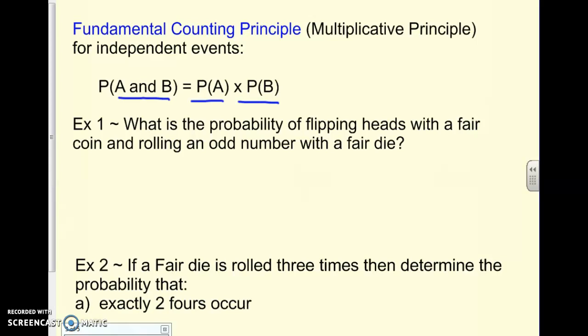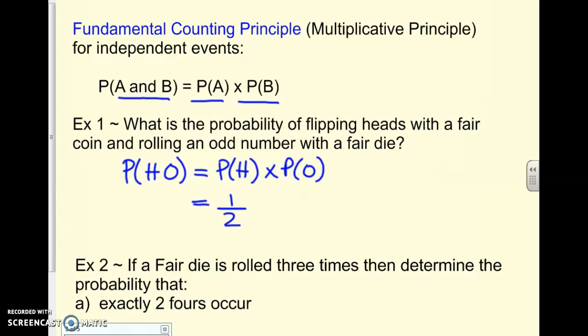So for this next example, what is the probability of flipping heads with a fair coin and rolling an odd number with a fair die? So probability of heads and an odd number. So we take the probability of flipping heads times the probability of rolling an odd number. So for our coins, heads would be one of the 2 options. For probability of rolling an odd number, that would be 3 out of the 6 options, right? This is 3 out of 6, but we can reduce that to 1/2 as well. So the probability of doing both of those things at the same time would be 1/4.